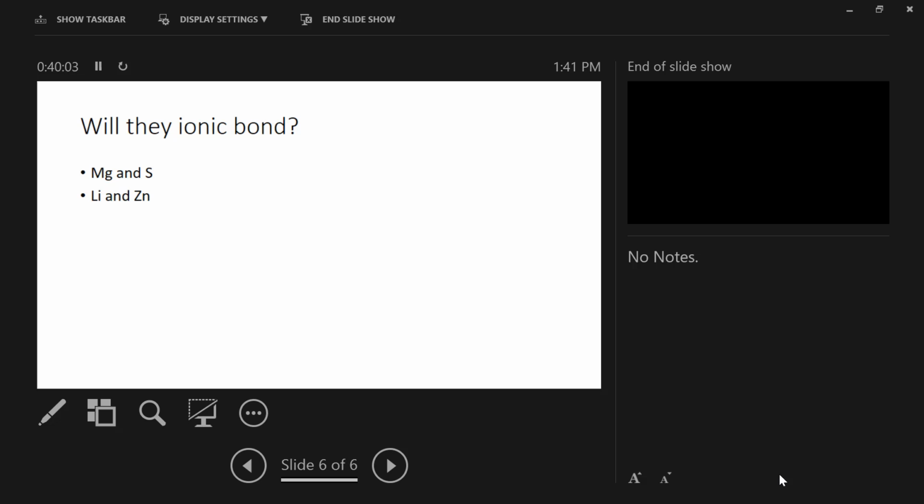Alright. So will they ionic bond? Yes, they will. Magnesium and sulfur will ionic bond. Alright? Now let's do lithium and zinc. Looking at your periodic table, lithium should be in a position where its electron configuration ends in 2s1. That's right, because 2s2 is beryllium. So it should end in 2s1.